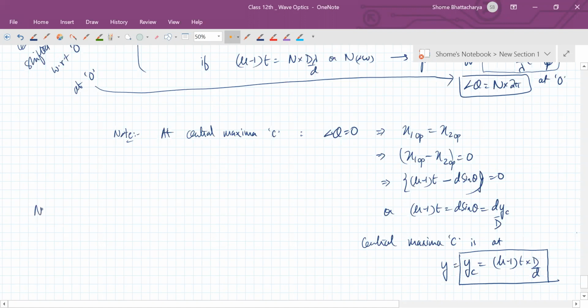And of course, the other thing is the fringe width delta W still remains d lambda by d. And this is not affected by the slab. It's only the position of the fringes which is affected.